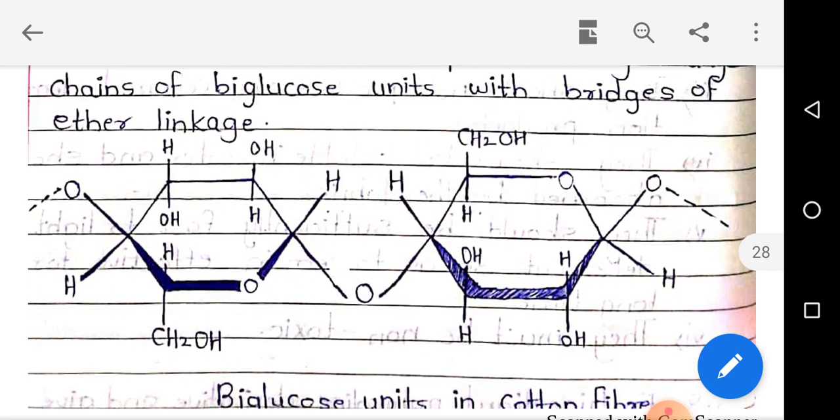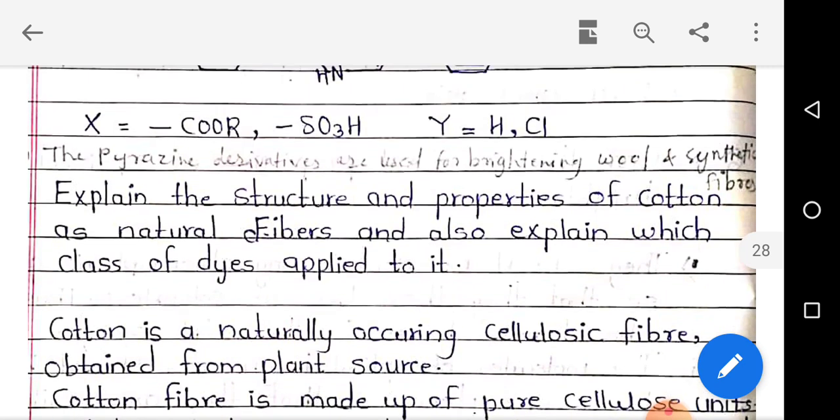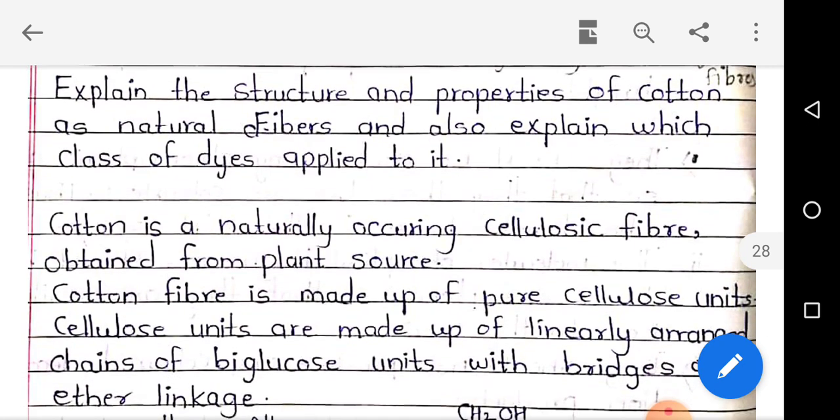Cotton's structure has glucose molecules, in which two glucose molecules are attached by an oxygen atom, an oxygen linkage. This structure is arranged in the form of ring structures, and it is a polymer chain.